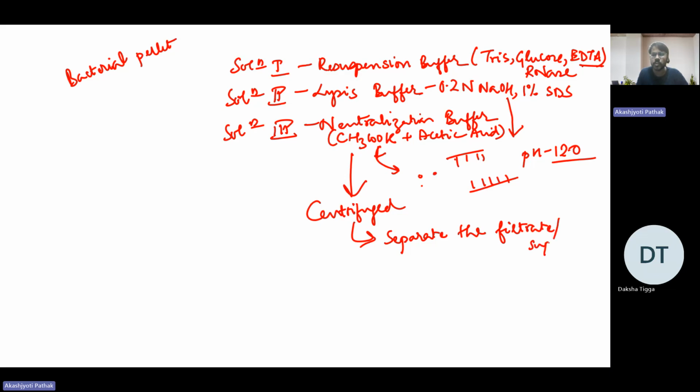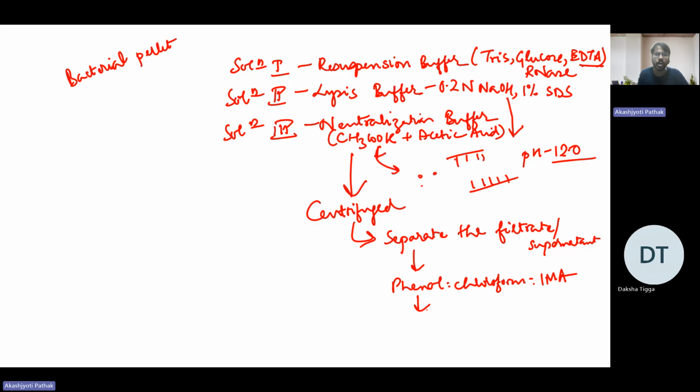Once you have the supernatant, in the next step you do a phenol, chloroform, isoamyl alcohol treatment. Once this treatment is done, all your digested protein will be separated in the organic phase, and your aqueous phase will have your DNA.